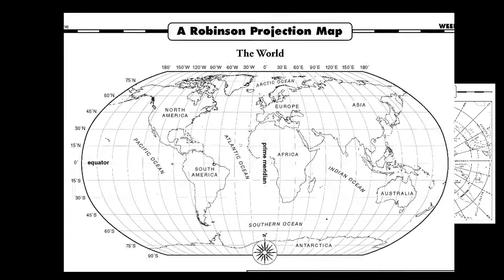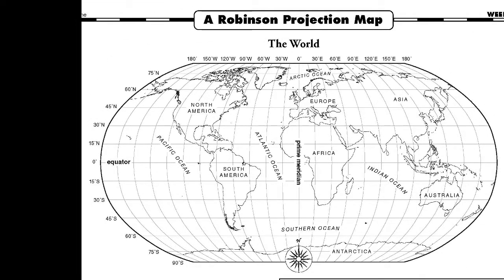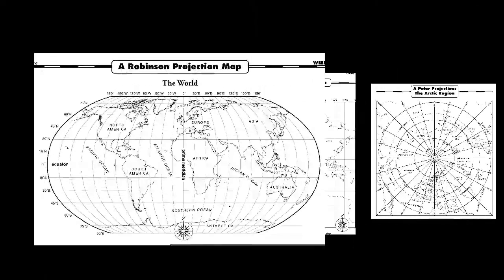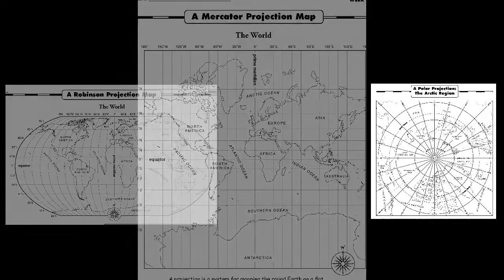In week 6, we looked at the Robinson projection. Last week, the Mercator projection, and this week, the polar projection. If you recall, the Robinson projection accurately shows shape and size of the continents, but the water areas are expanded to fill in the extra space. The Mercator projection shows accurate direction, but land and water areas are greatly distorted towards the poles.